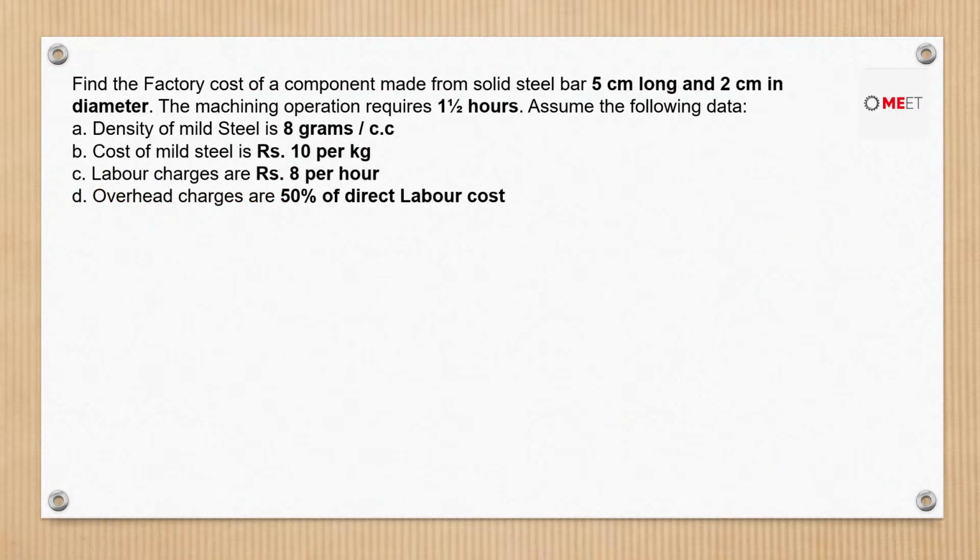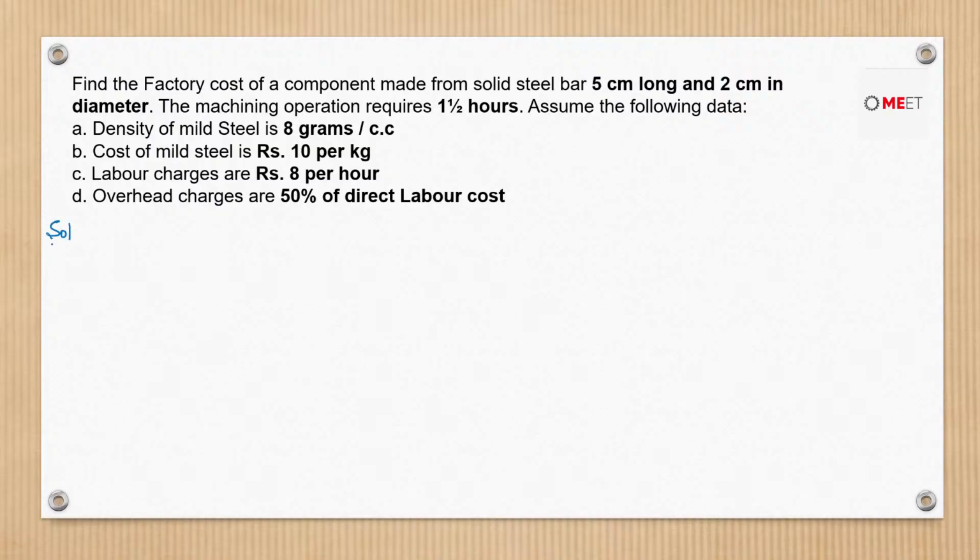Next question. Find the factory cost of a component made out of a solid steel bar 5 centimeter long and 2 centimeter in diameter. The machining requires 1.5 hours. Assume the data. Density of mild steel is 8 gram per cc. Cost of mild steel is 10 rupees per kg. Labor charges are 8 rupees per hour and overhead charges are 50% of the direct labor cost.